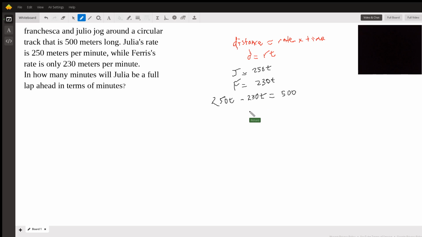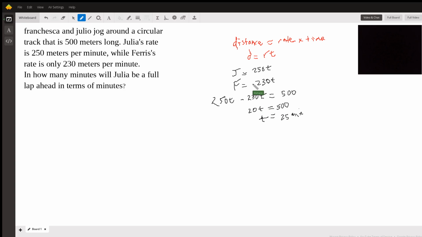So very nice, easy equation to solve. Obviously, this is going to give you 20t equals 500. Divide by 20, and you're going to get 25 minutes. And that's your answer. When you're putting an answer together for a word problem like this, you always want to make sure you include the units. Otherwise, you might lose half a point or something like that when the teacher grades your paper.